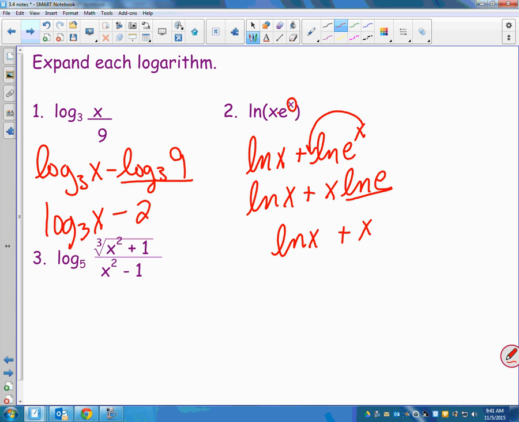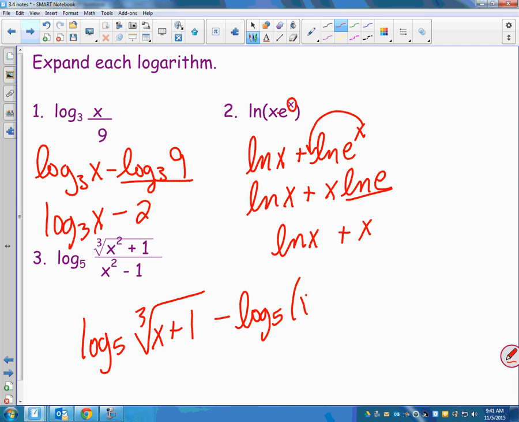So then I gave you number 3, that's really making you think a lot more about these properties. I would do it in a couple steps. Step 1, just like number 1, I would do the division. So I would say log 5, and some people are really good at doing this all at once, and that's great, but I'm going to show you a few steps here. Minus log 5, and I'm going to say x squared minus 1 in parentheses, because again, if you don't put it in parentheses, then it's read as x squared and then minus 1.